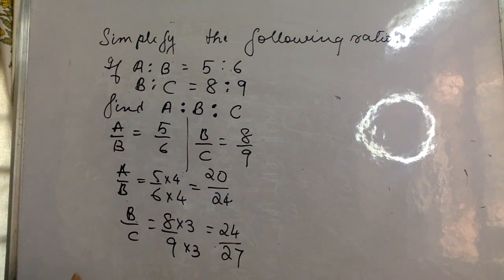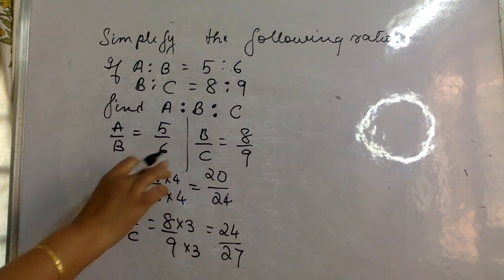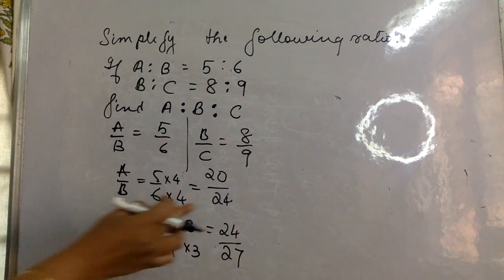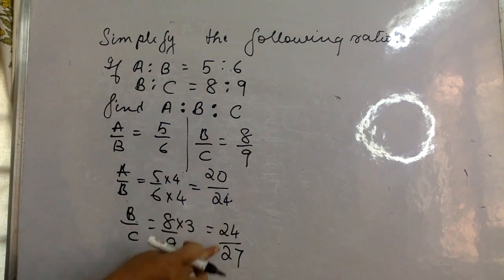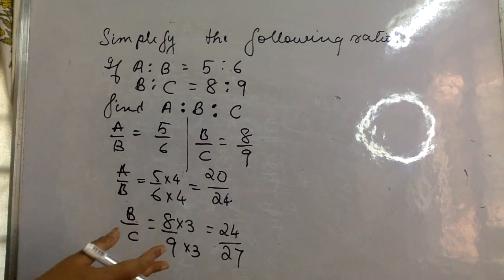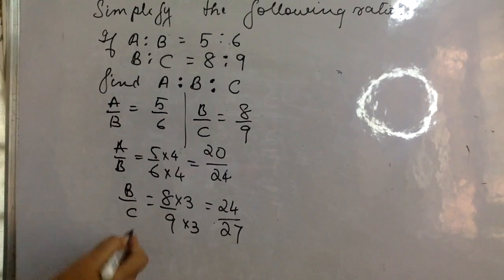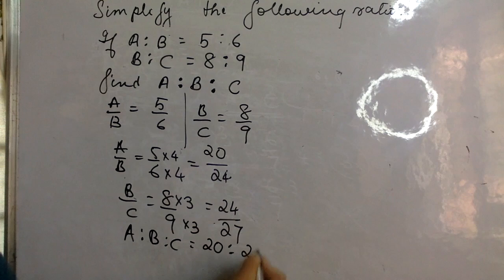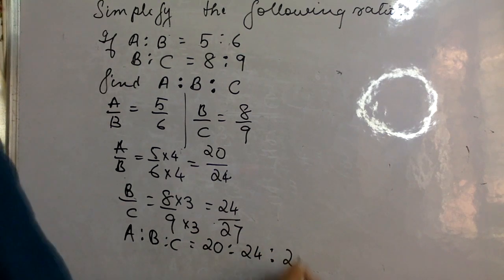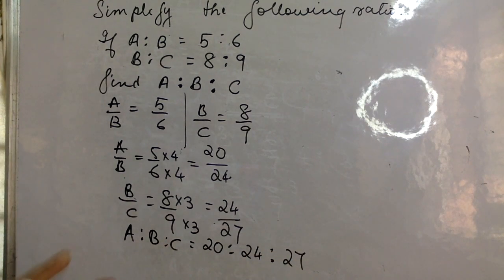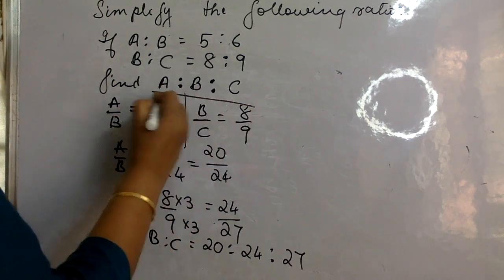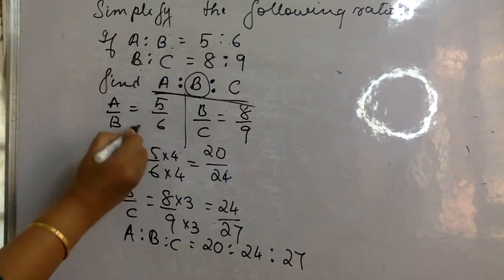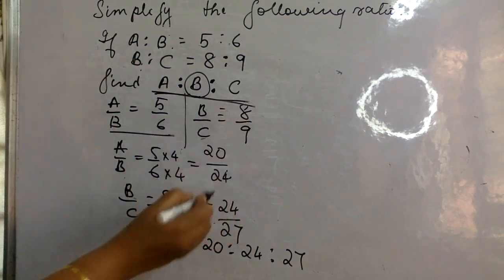Now since both A and C are being compared to the same number, 24, we can write the final A is to B is to C, which is 20 is to 24 is to 27. We can write it like that. So in order to bring them all together, we have to make this common value equal, and then we can proceed.